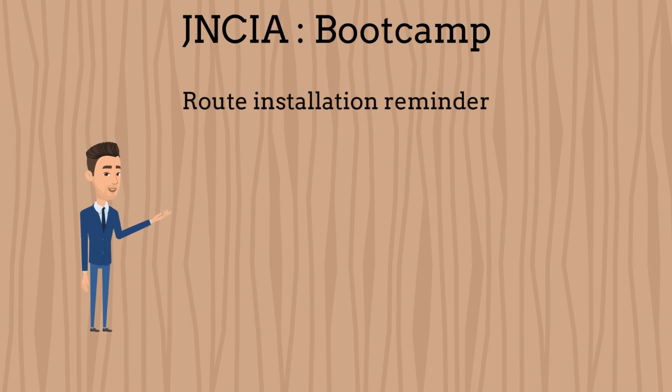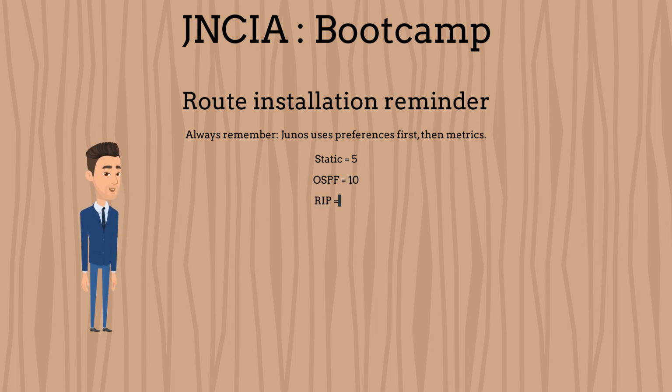Route installation reminder. Always remember, Junos uses preference first, then metrics. Static equals 5, OSPF equals 10, RIP equals 100, BGP equals 170. Remember, lower is always better. So from the above, static beats OSPF, OSPF beats RIP, RIP beats BGP, unless preferences are equal and metrics take over.